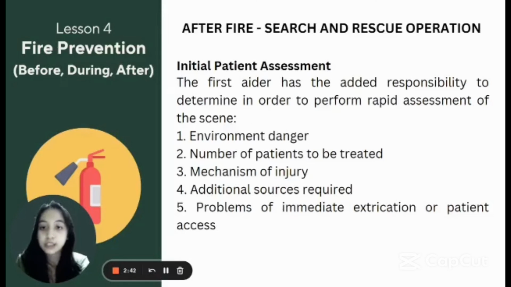Next is initial patient assessment. So the first aider has the added responsibility to perform a rapid assessment of the scene. So kailangan sila mag-tan-aw kung naay danger na environment. So next is number of patients to be treated. Third, mechanism of injury. Fourth, additional sources required. And fifth, problems of immediate extrication or patient access.